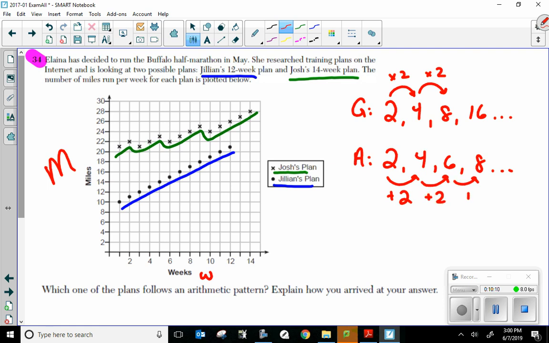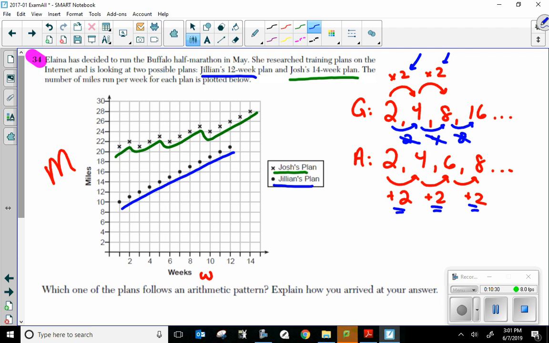If I look at my geometric one, this one goes up 2, that's nice. But then this one goes up 4. This one goes up 8, and so forth. This is not the same amount every time. That's why it is a common factor. It's multiplication. Going up by the same amount every time is adding.